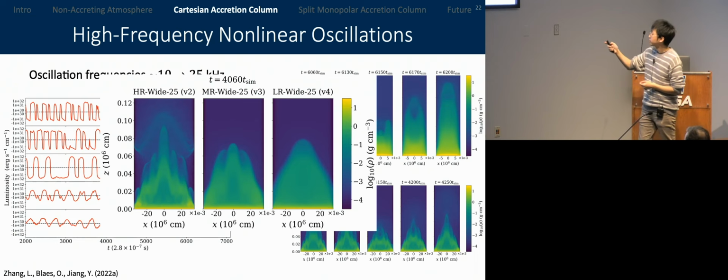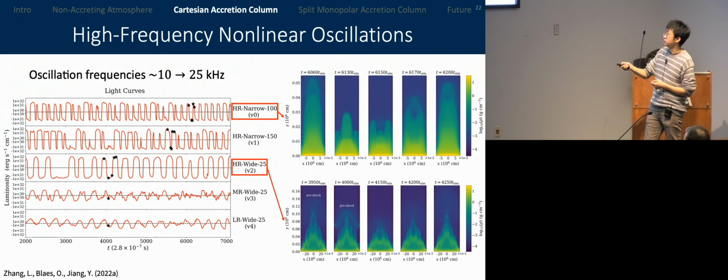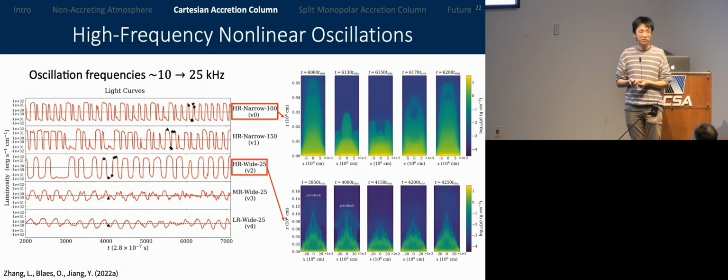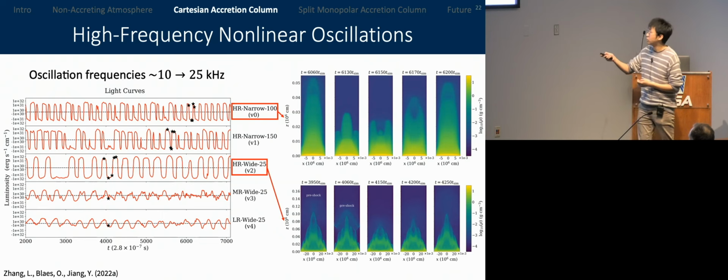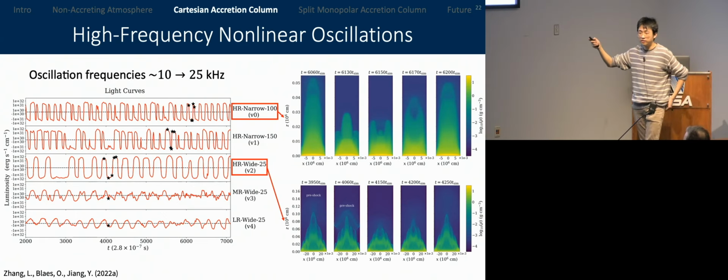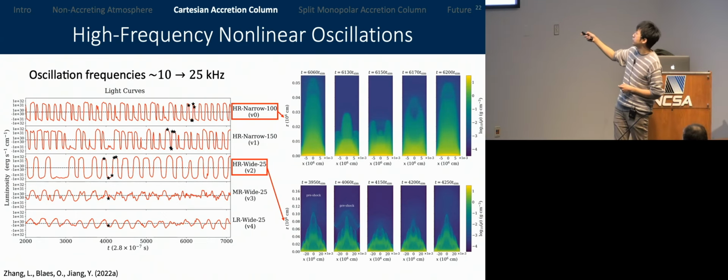So here, we get rid of the photon bubble dynamics, and we still find this oscillation existing, and they roughly have the same frequency. Therefore, the thing that drives the oscillation is not the photon bubble instability itself. It's actually an intrinsic property of the accretion column. And why it has this oscillation is simply because of the 2D geometry, the 2D nature of this accretion column.